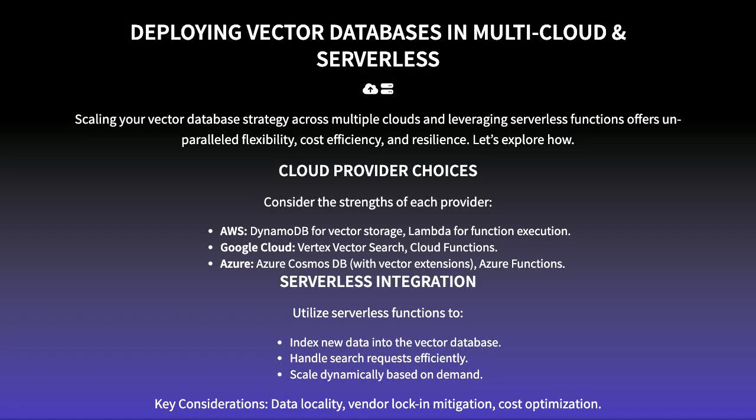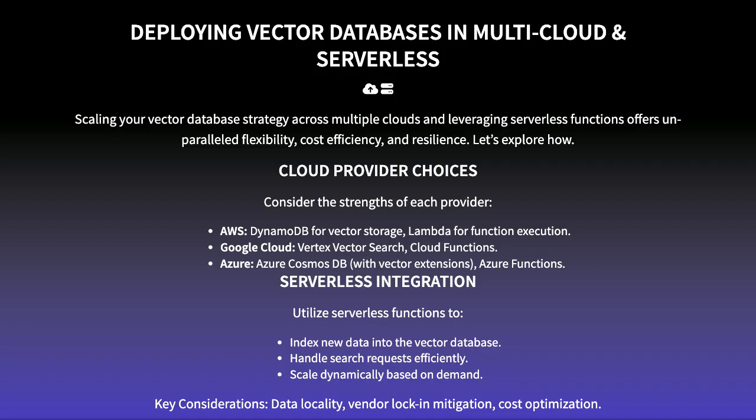Okay, let's talk about scaling your vector database strategy. We're looking at how to deploy it across multiple cloud providers like AWS, Google Cloud, and Azure, each with their own strengths. Serverless functions are a huge part of this too. They can automatically index new data, handle search requests, and scale up or down as needed based on demand. Think about where your data needs to be located for optimal performance and how to avoid being locked into one specific vendor.